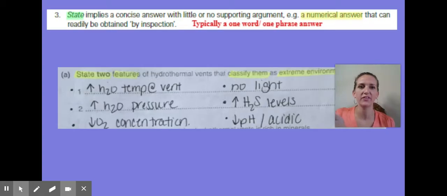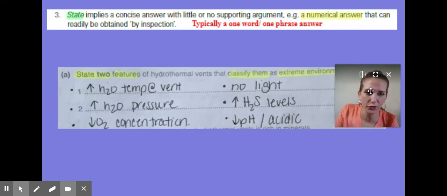It says the numerical answer can be easily obtained just by inspection, just by looking. You don't need to do any kind of calculations. You don't really need a supporting argument. Sometimes it might say state and explain. So then you might be looking at, okay, I'm going to say something and then give a reason for why I'm saying that. Let's touch on this one a little bit more.